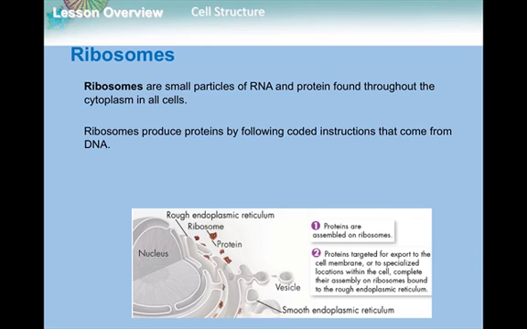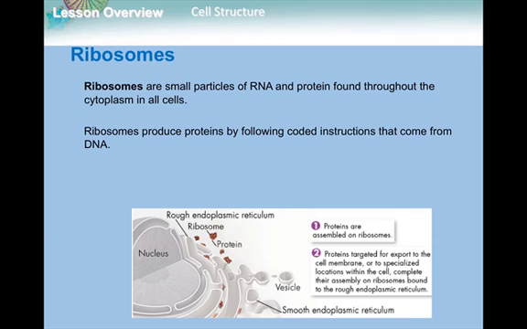Ribosomes are one of the few things that we talk about in cell structure that are found in both prokaryotic and eukaryotic cells. Up until now, we really haven't run into much that is found in prokaryotic cells widely, but ribosomes are found in every single cell type. And that's because proteins are absolutely important.